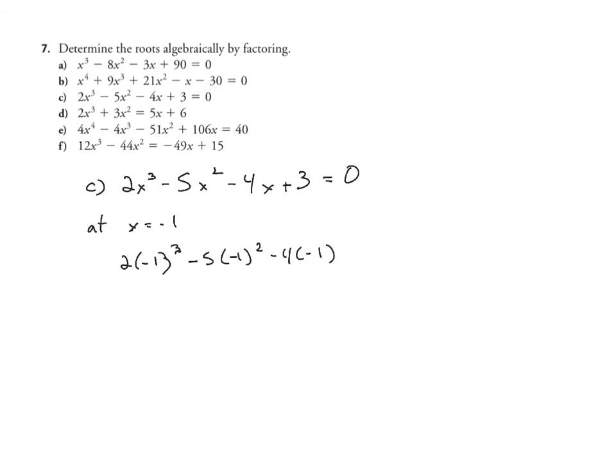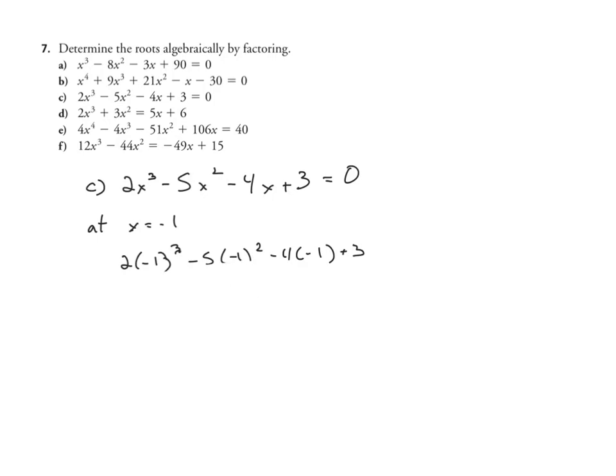All right, 7c. 2x cubed minus 5x squared minus 4x plus 3 equals 0. So let's try x at x equals negative 1. We got 2 times negative 1 cubed minus 5 times negative 1 squared minus 4 times negative 1 plus 3. And that certainly equals minus 2. It's going to be minus 5, minus 7. So plus 4, plus 3, and that does equal 0. So x plus 1 is a factor.